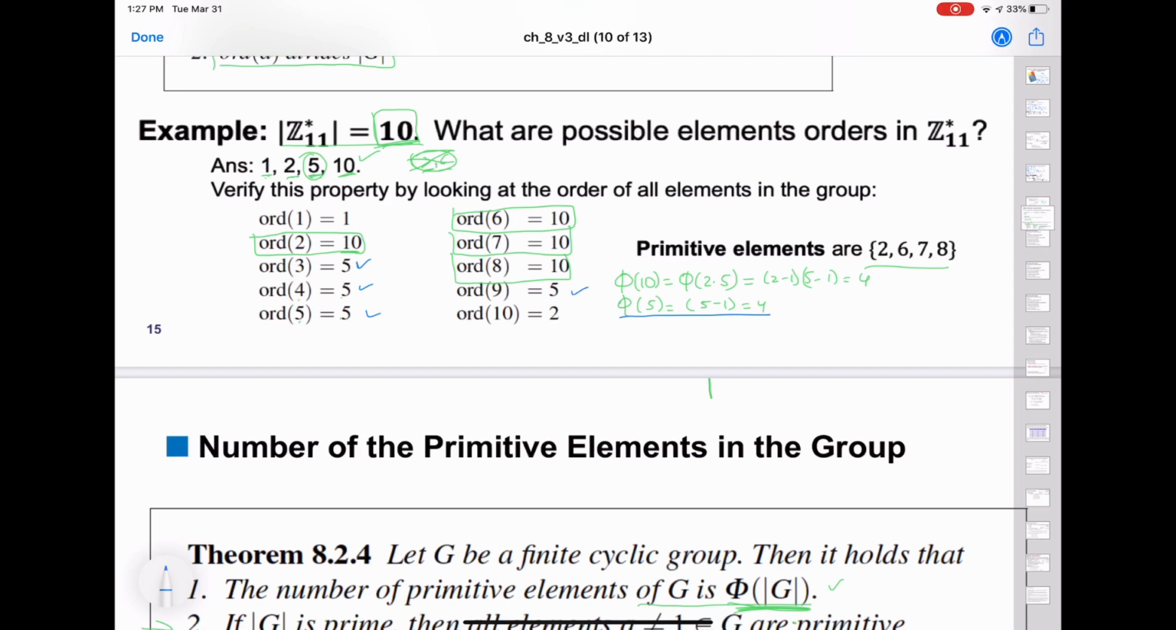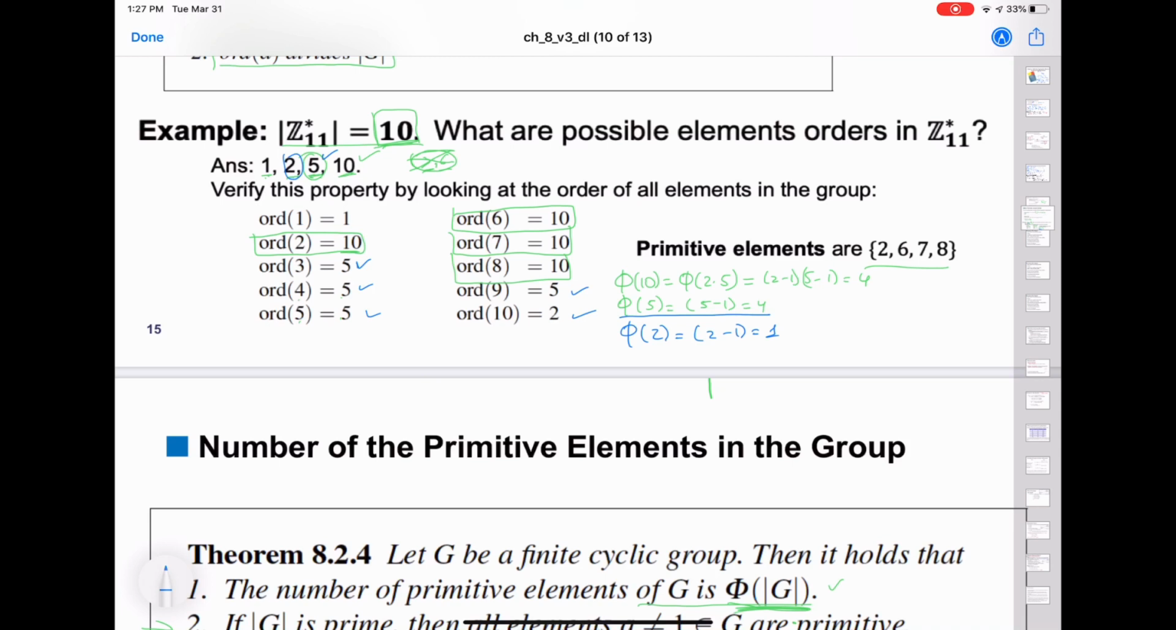Now you can do it similarly. We are done with 5. Let's go to 2 right now. How many elements do we have with order 2? You have phi of 2, which is 2 minus 1, which equals 1. You have exactly one element with order 2.